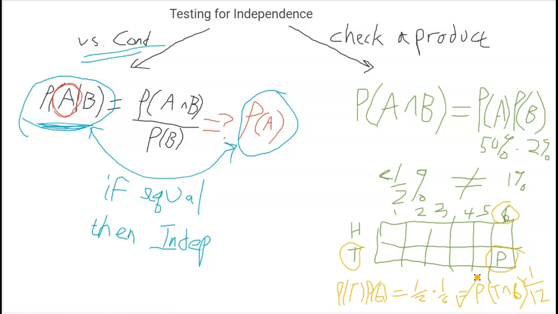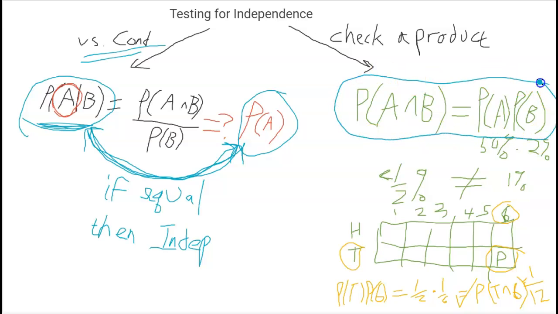Now, this is all theory-ish. We've got two equations to check. To review, we want to check whether the conditional probability and the regular probability are the same, or we want to check whether the product of the two separate probabilities is equal to the probability of the intersection. Well, which one do you do? And the answer there is kind of simple. You do the one that you can, because they're going to give you limited information in the problem.